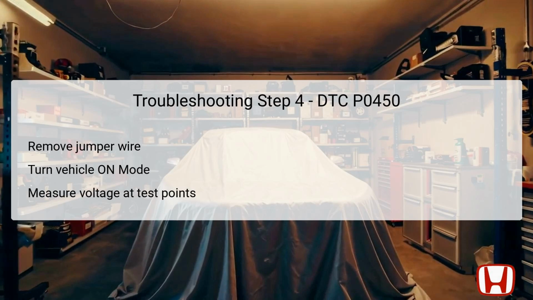In this fourth troubleshooting step, after evaluating the FTP sensor, the next action is to check the voltage conditions along the wiring. Start by turning the vehicle to the off-lock mode, and then carefully remove the jumper wire from the FTP sensor 3P connector. It's vital to ensure that connections remain secure throughout the process. Once the jumper wire is out, turn the vehicle to the on mode again.